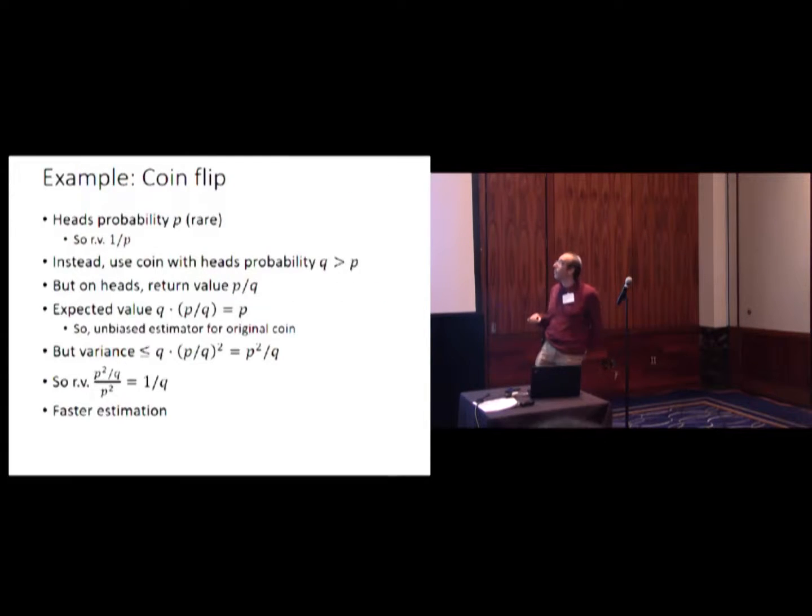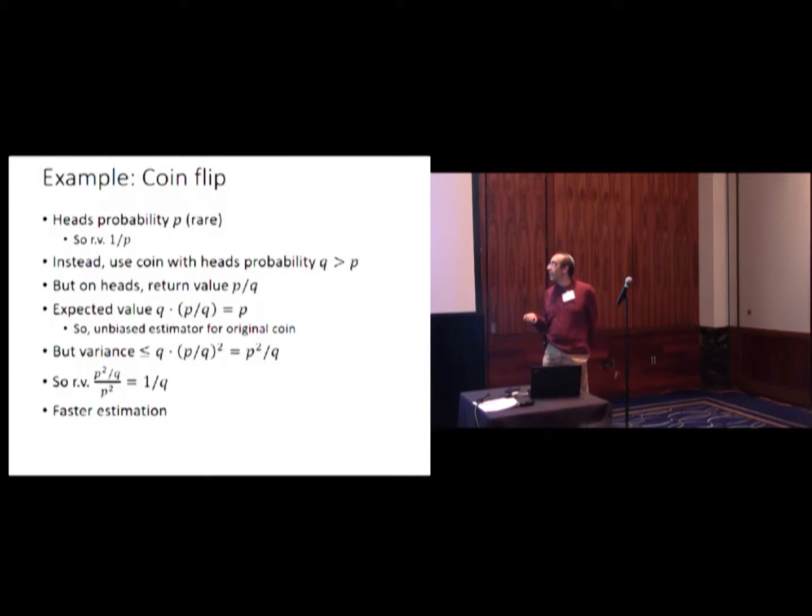A very simple example of this would be a coin flip, where I have a coin that's very biased. It comes up heads with a very rare probability p. So if I want to estimate p, what I can do is use a coin whose heads probability is q, which is much larger than p. And in order to balance out my shift in the bias, when I get a heads, I won't return 1. I'll return p divided by q. So you can now see that the expected value of this new experiment is still p. It's the same expected value as the original coin.